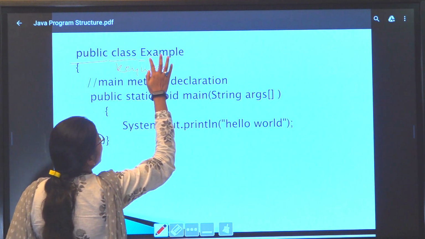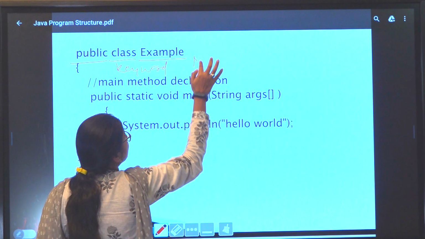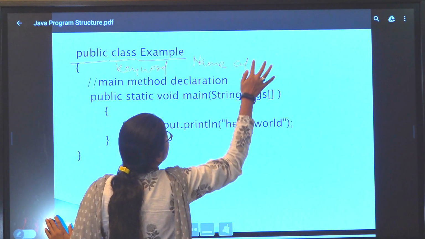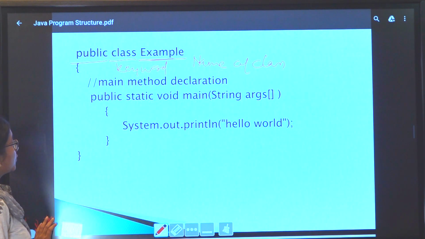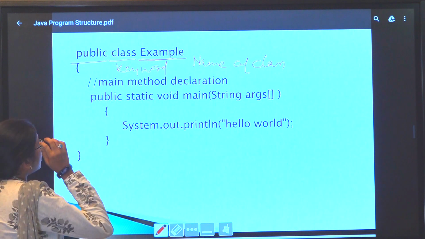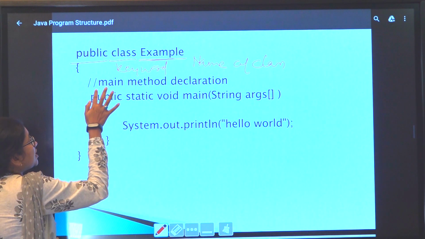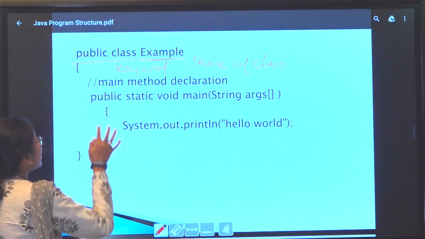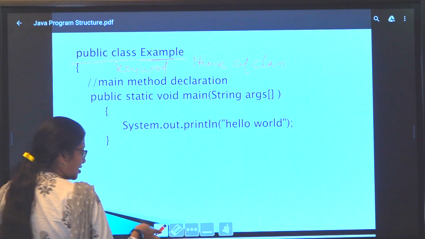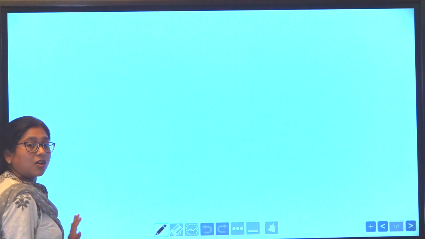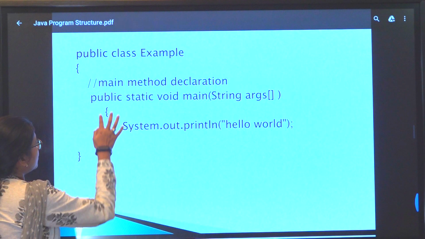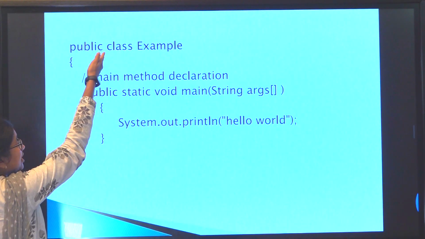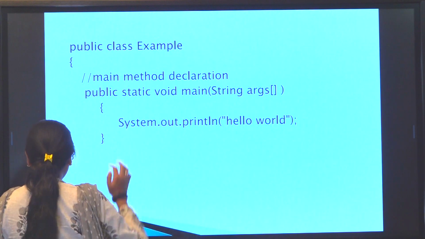Next is the name of the class. We have declared the name of this class as Example. As we told you, when we use a double slash before any statement, it indicates that the statement is converted into a comment. Now what this word says, we have already discussed here: public is an access modifier. Next is the static keyword.